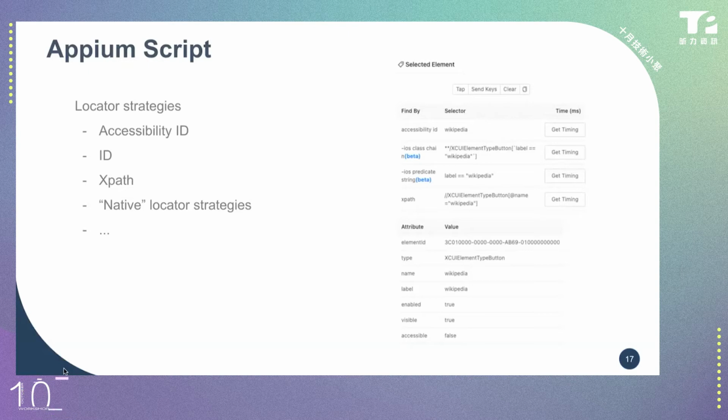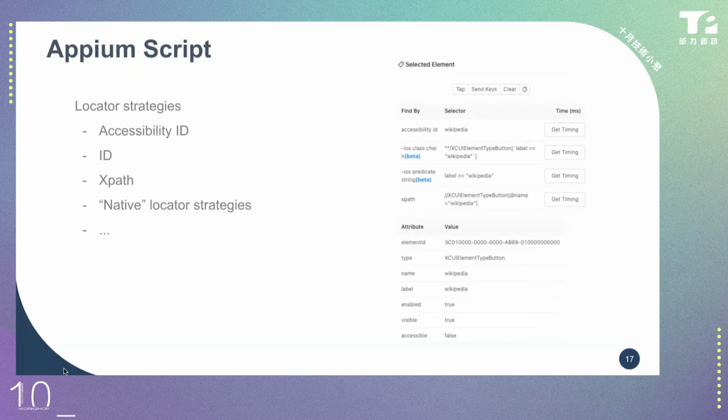Luckily, it's very easy to add, though, and if you add it, it will be a big benefit for you and all of your handicapped testers. They will be very happy. Another locator strategy would be the ID, which is basically the same as the accessibility ID, just without the accessibility benefit. Another very popular locator strategy is XPath.